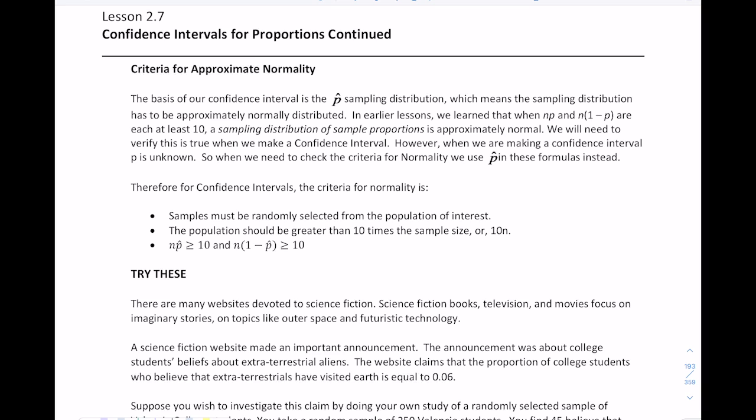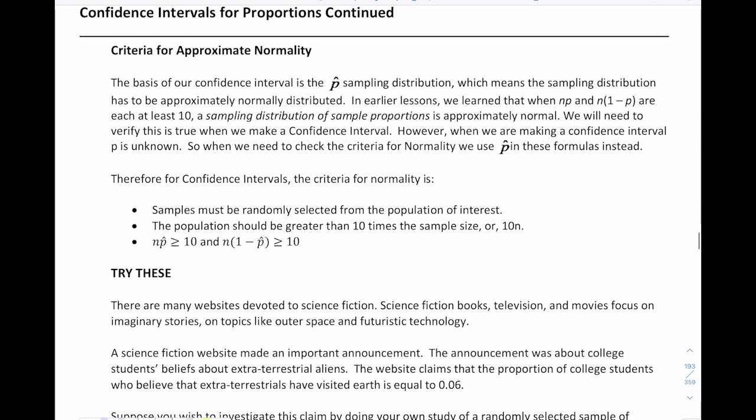So we need to look at the conditions for confidence intervals for proportions. Just like with hypothesis testing for proportions, the samples have to be randomly selected. The population should be greater than 10 times the sample size, or 10 times n, so that's your 10% rule. And then the success failure rule is the one that's slightly different because remember we don't know our parameter p. So we replace p with p hat when we're doing success failure. That's the biggest difference.